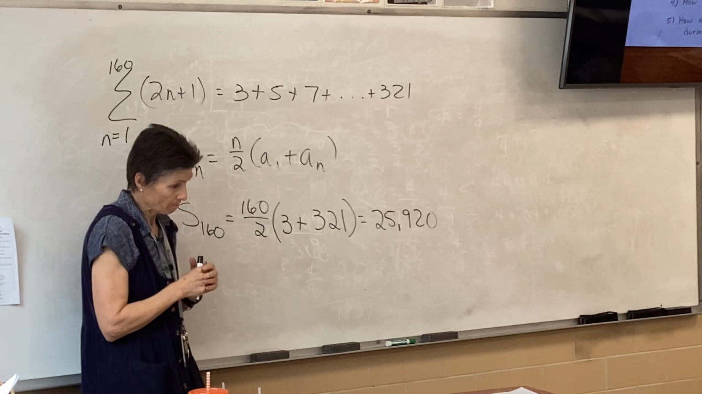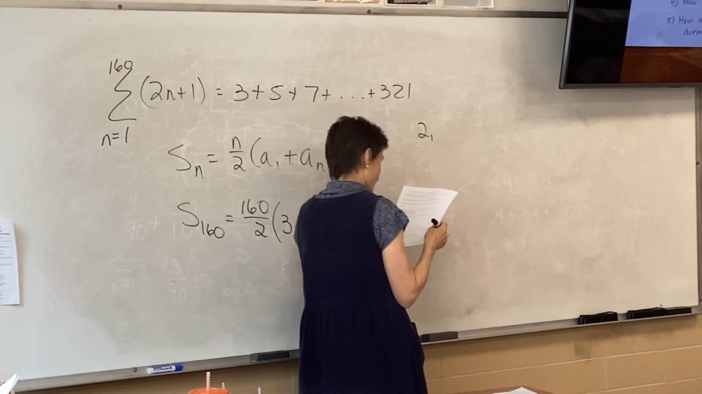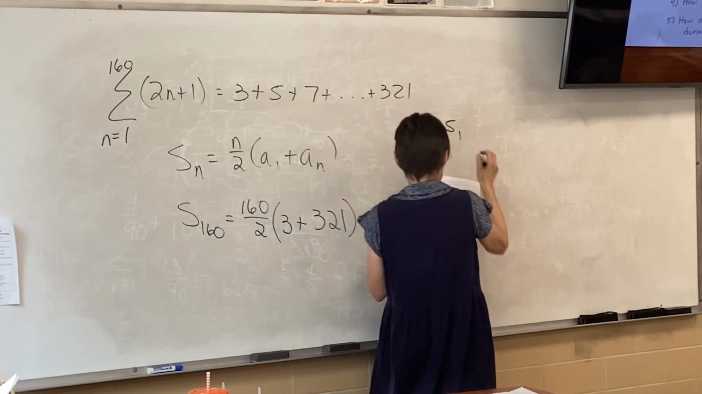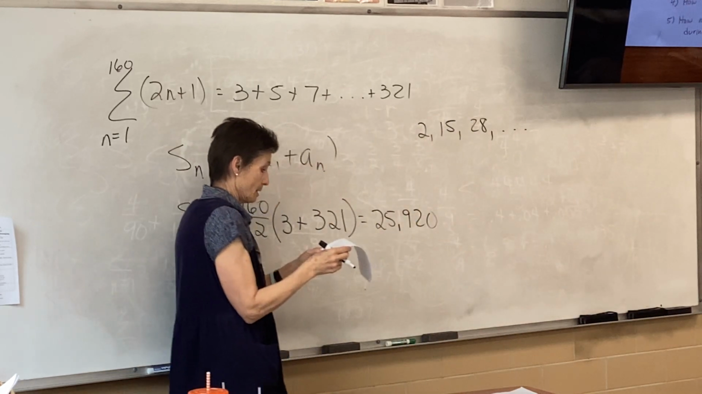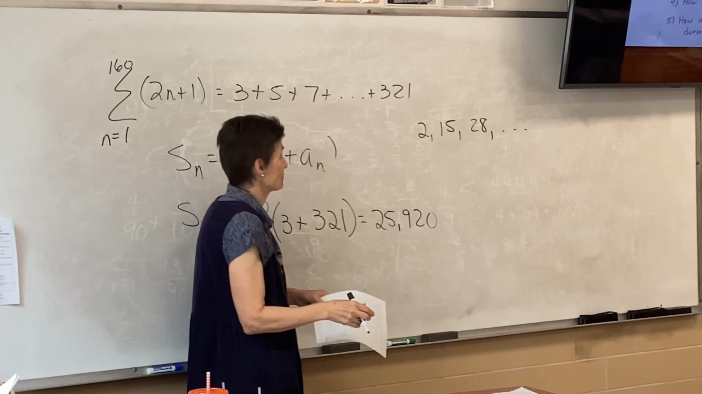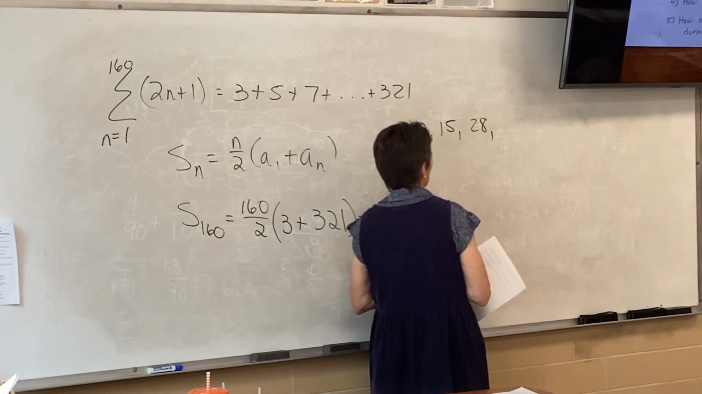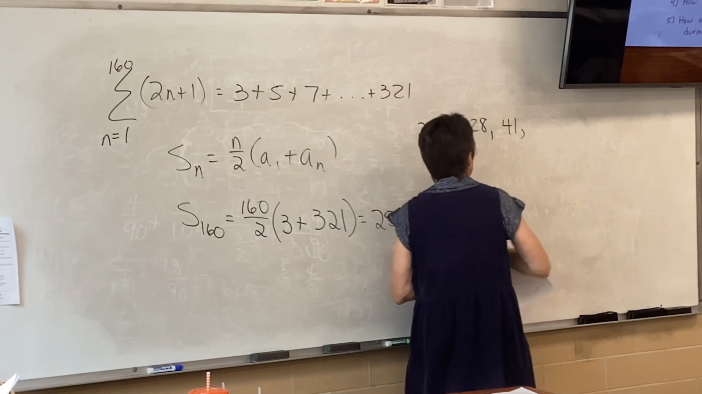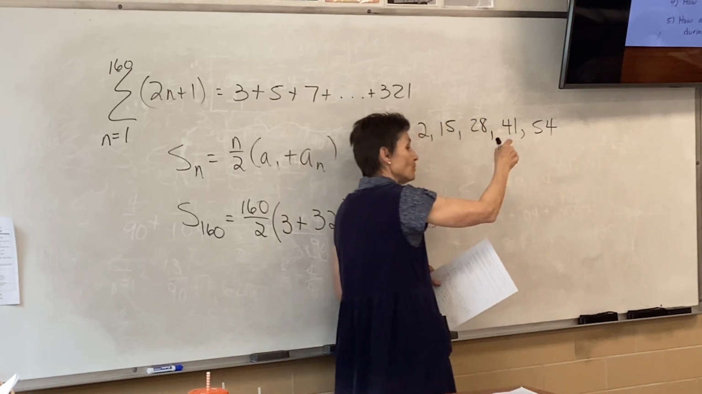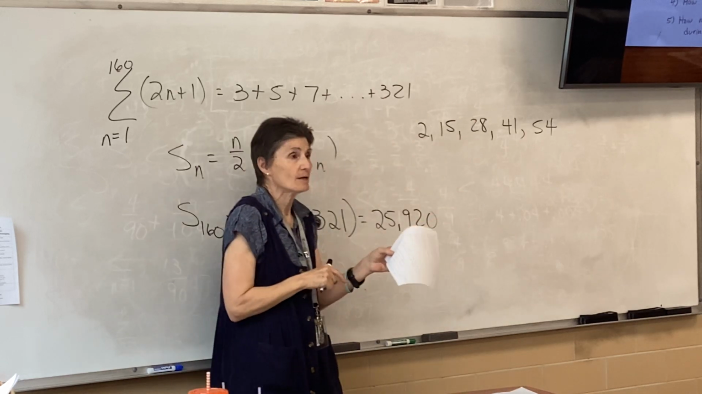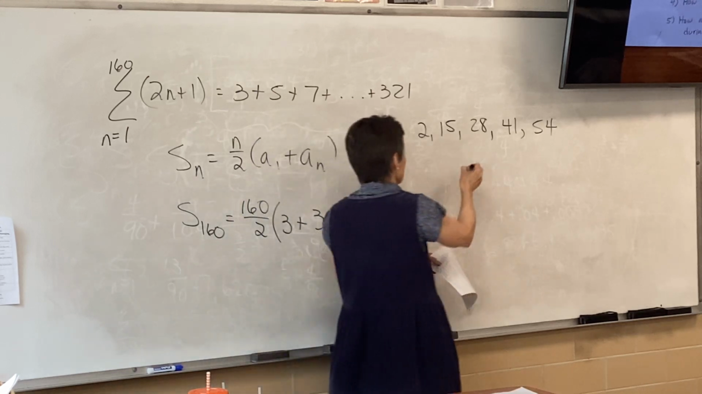Next question. Oliver does 2 problems on the first day of school, 15 on the second day, 28 on the third day, and so on. List the first 5 terms. Well, I've already done 3 of them. What's the next one? 41. And the one after that will be 54. So if you did that, then you can answer the second part. Find the common difference. Well, the common difference is 13.